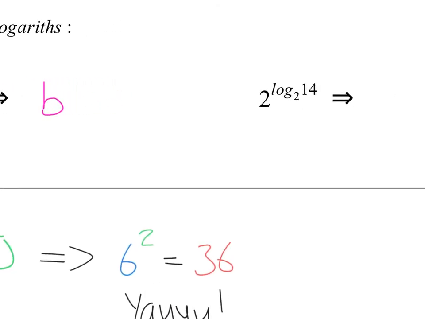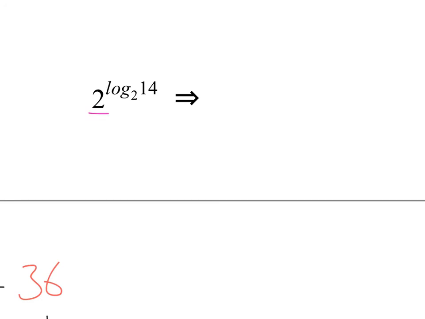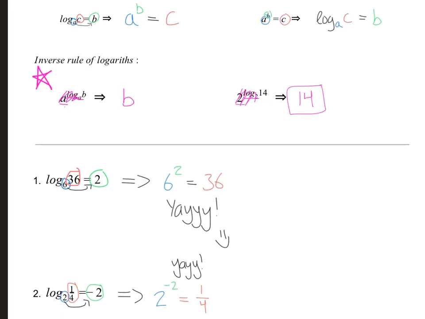And this is going to be a pretty easy one to see, because here I have base 2 and then I have log base 2. So do these cancel out? Of course they do. They're the same bases, so they'll cancel out. What am I left with? Just the 14, big old 14, and it's as simple as that. It truly is as simple as that.